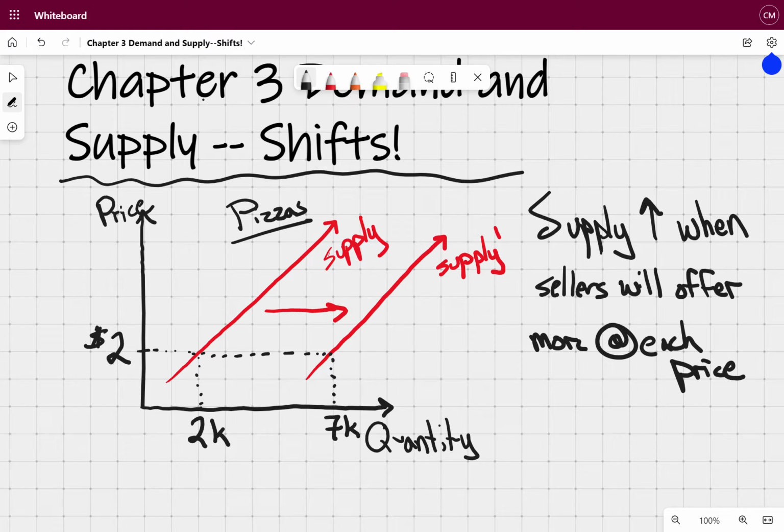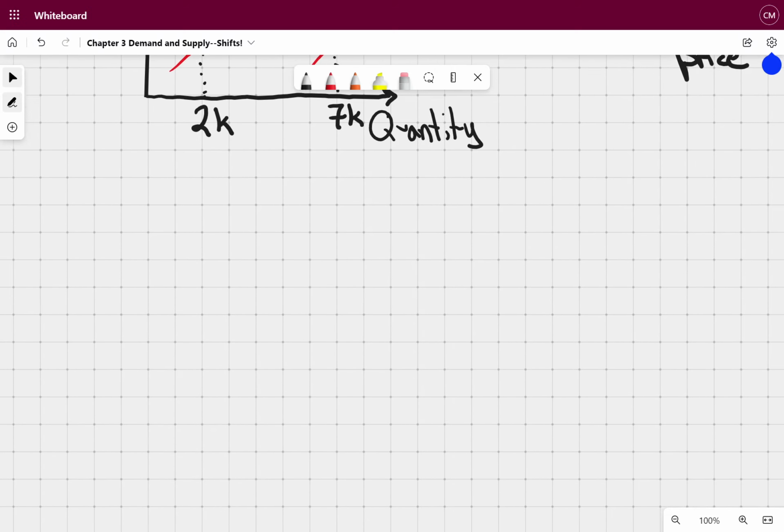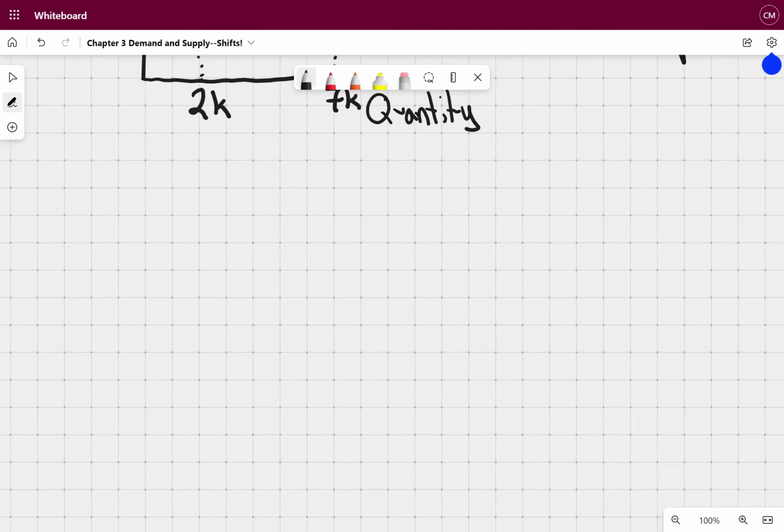So as the supply increases, that means that they're willing to offer more at any particular price. What about a movement along the supply curve? A movement along the supply curve is very similar to a movement along the demand curve.